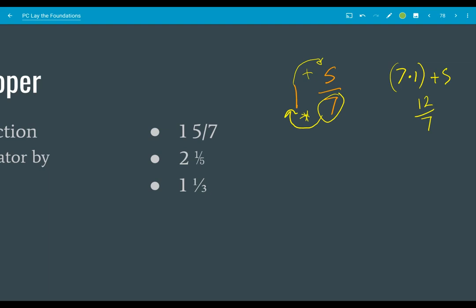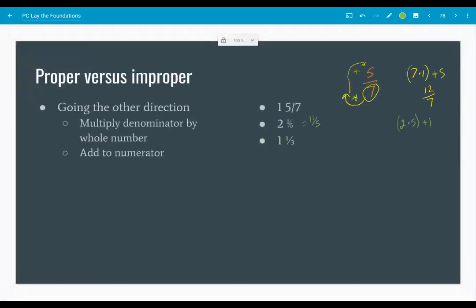And then we can look at the next one, 2 and 1/5. So 2 times 5 plus 1 is 11/5. And then go ahead and give the last one a try. Pause the video here while you work on that, and when you're ready, go ahead and press play.